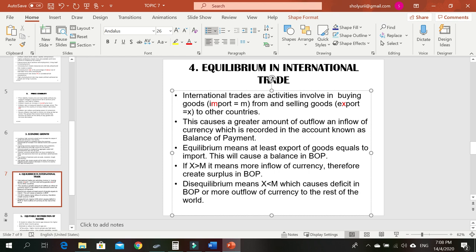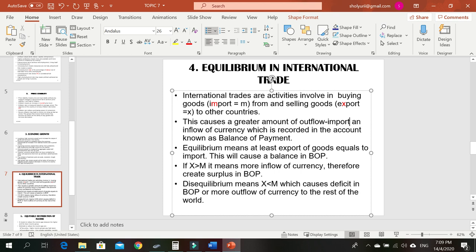Export to the other countries. Okay, so this will result in a greater amount of outflow and inflow of a currency. So macam outflow ni maksudnya duit keluar. Masa bila duit kita akan keluar? Bila kita import. Betul tak? When we buy product from outside, we buy product from Germany.